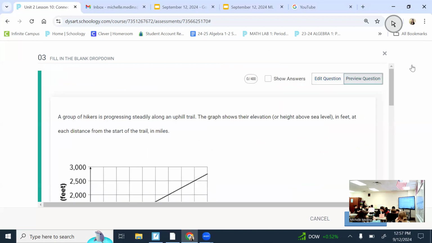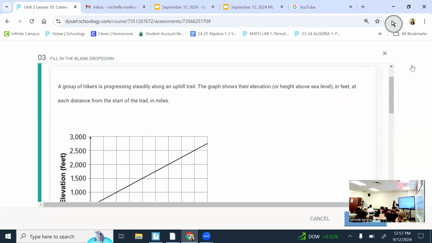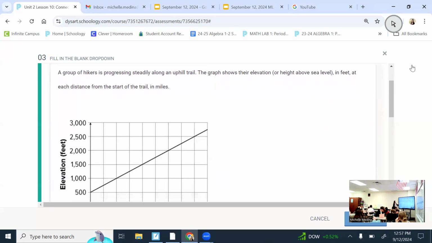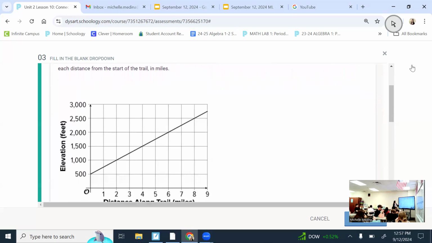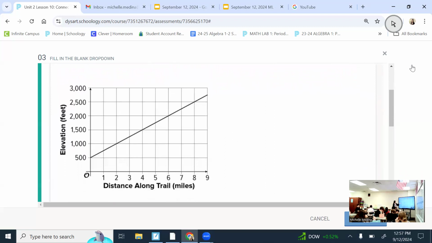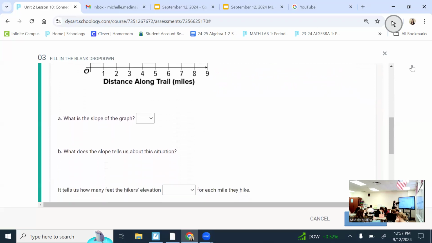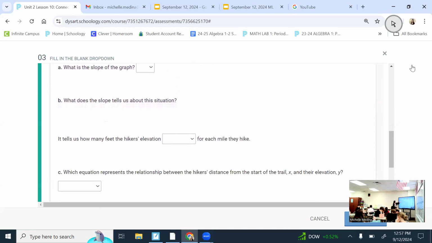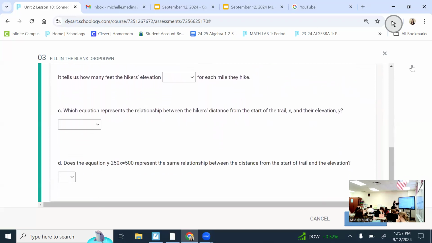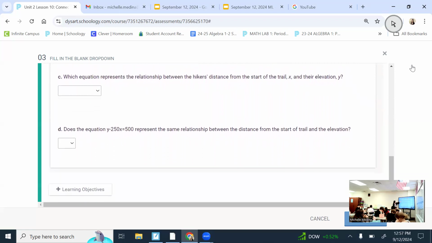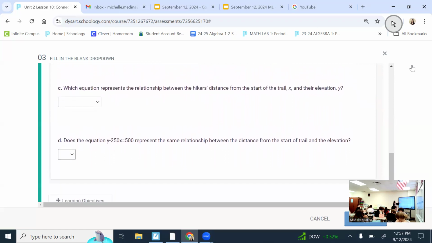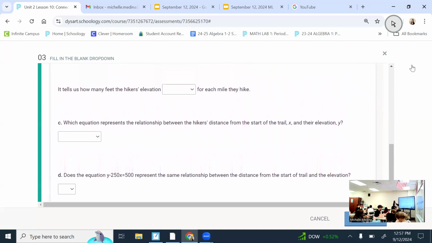So, a group of hikers is progressing steadily along an uphill trail. The graph shows their elevation or height above sea level in feet at each distance from the start of the trail in miles. What's the slope of the graph? What does the slope tell us? And which equation represents it? So lots of parts. And does this equation represent the same relationship?